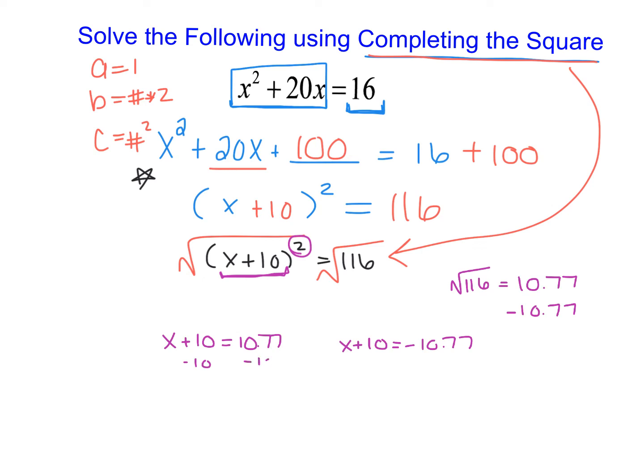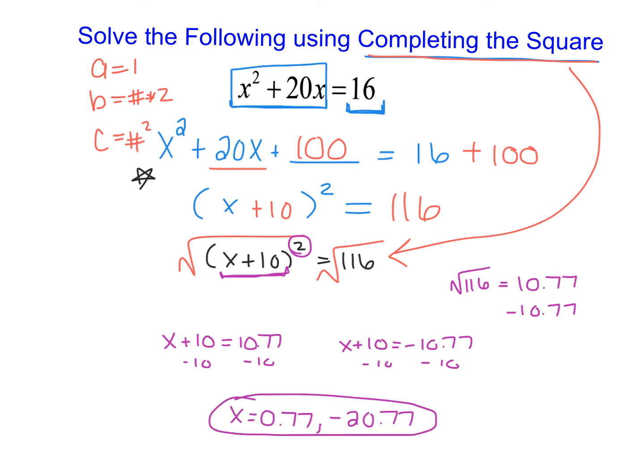So if we subtract 10 from each side, we find that x here is equal to 0.77, or x here equals negative 20.77. So we've found our two possible values for x that, if we put them back into this original equation, will make that equation true.